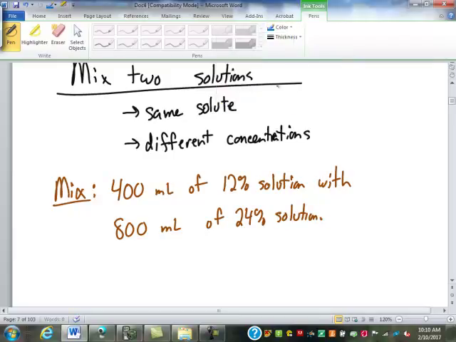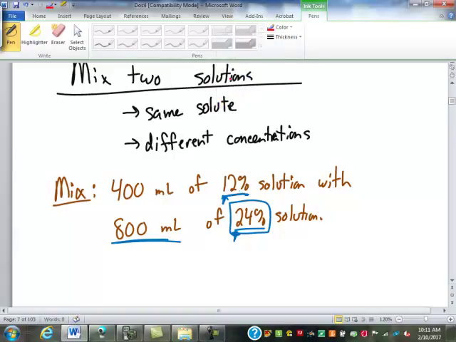Now, I'm always one to preach, do estimates before you start to calculate here. We know that our final result's going to be between 12% and 24%, because those are the two we're mixing. But before we start to calculate, which one do we expect it to be closer to, 12 or 24? The 24. Why the 24? Yeah, there's more of it. There's more of the 24% solution, so that's going to dominate our final mixture, and it'll be closer to the 24 than to the 12.